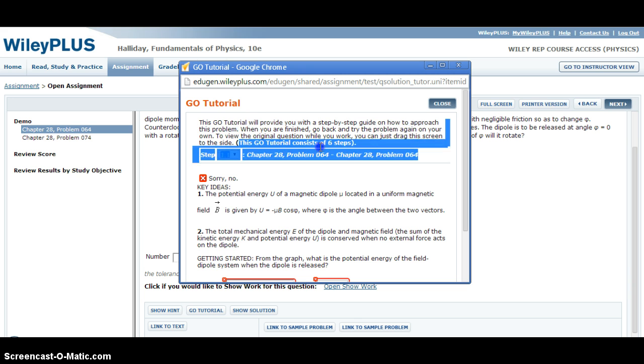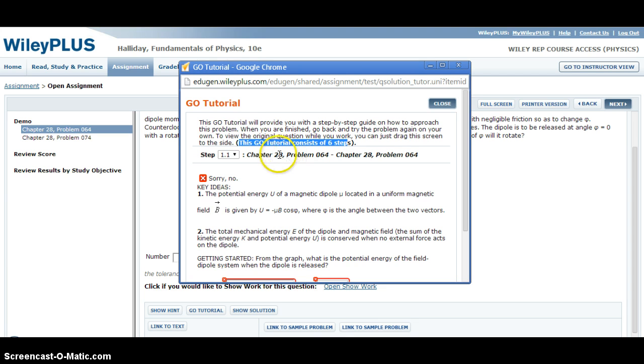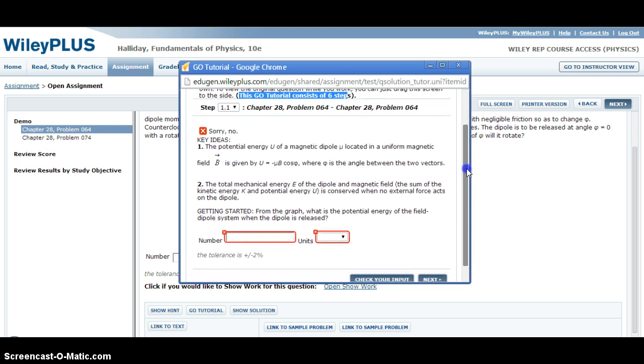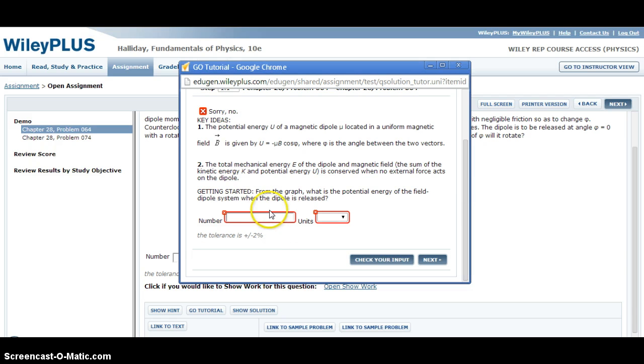The Go tutorial consists of 6 steps, and you can see here that it tells the student what problem it is. I attempted the first part myself. You'll notice here that I got it wrong because I didn't put in an answer. But it goes through the key ideas. The potential energy U of a magnetic dipole located in a uniform magnetic field B is given by U equals negative B cos theta, where theta is the angle between the two vectors.